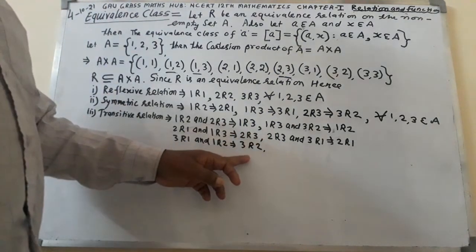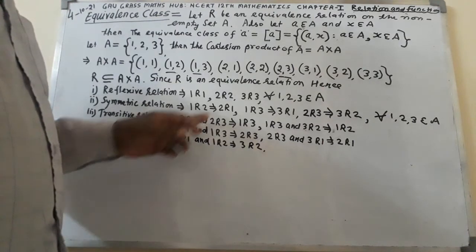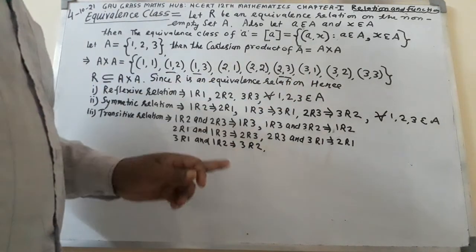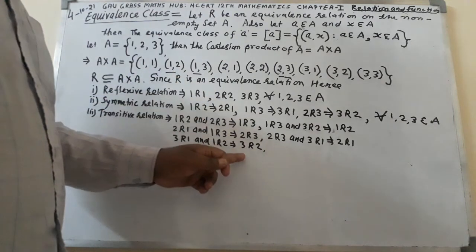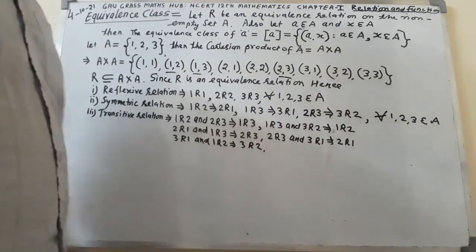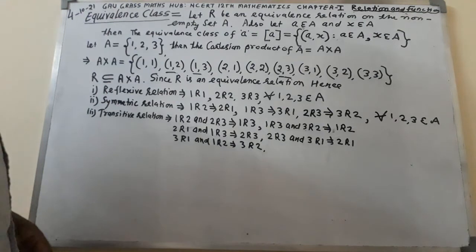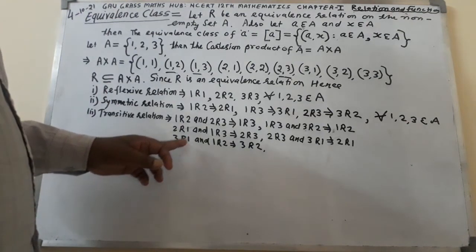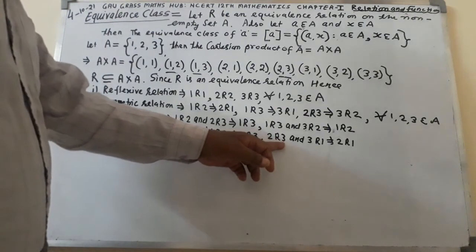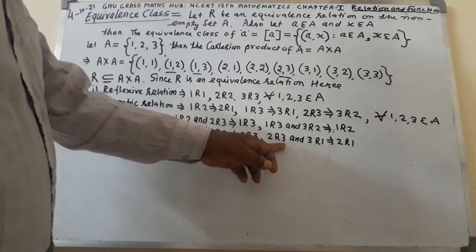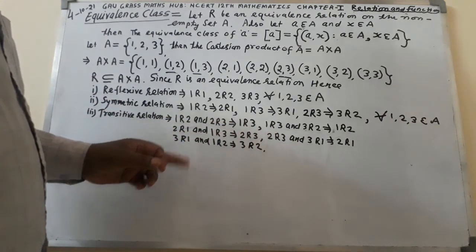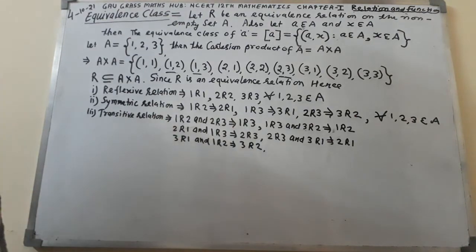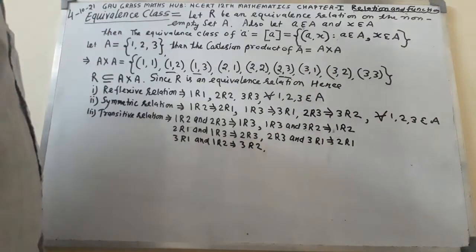3 related to 2. So 3 1, you have got at this place. 1 related to 2, you have got at this place. 3 related to 2, you have got at this place. This means that 3 1, 1 2, 2 3 is over. And 3 1 is also over. Verified.